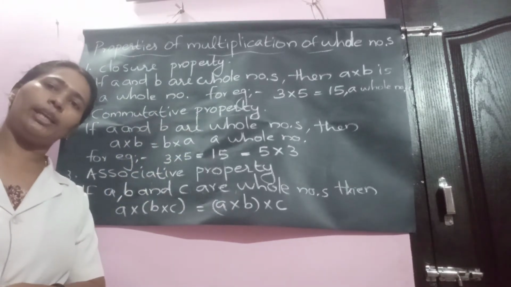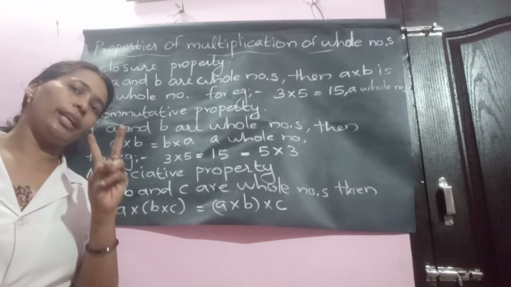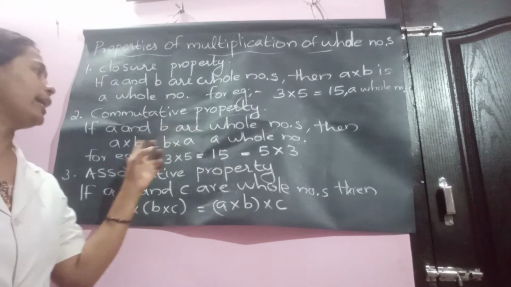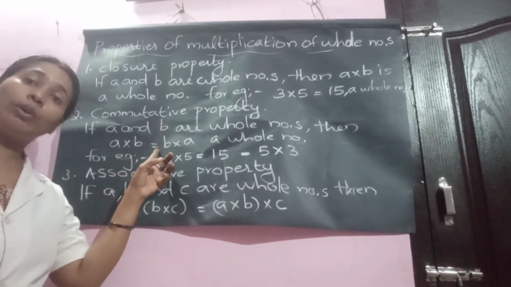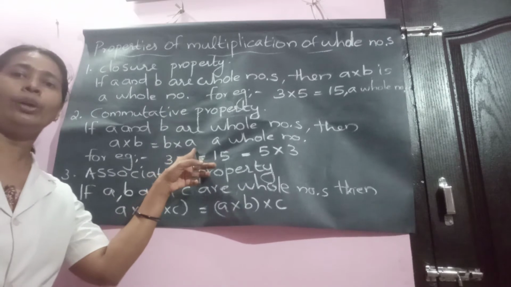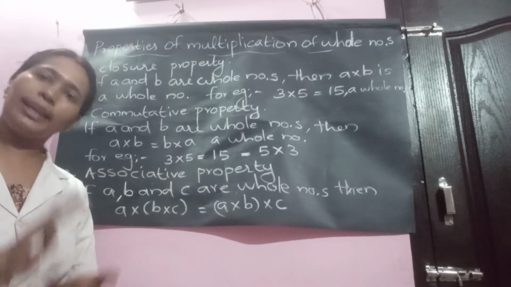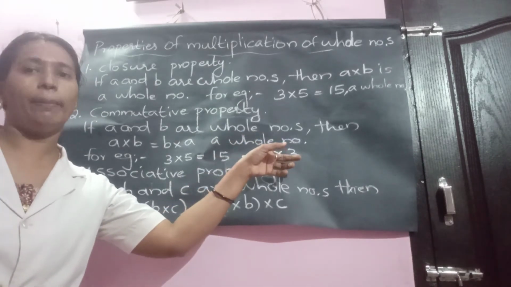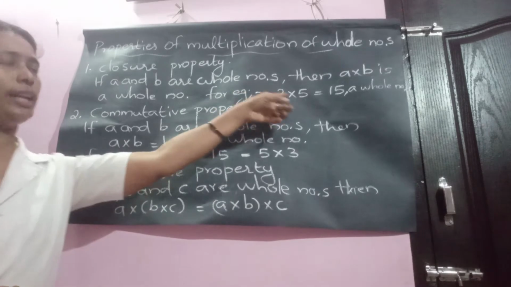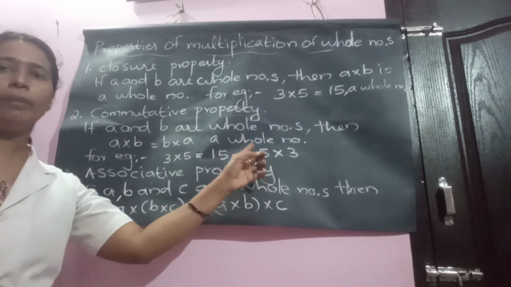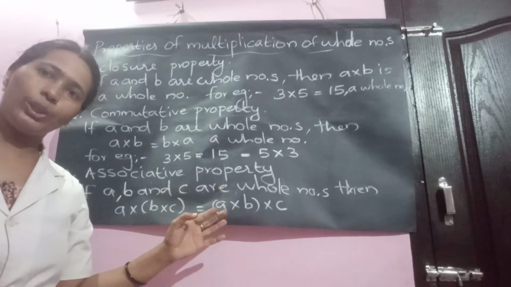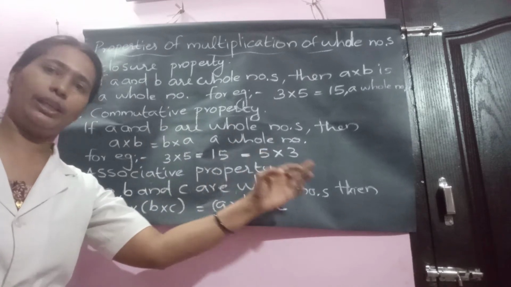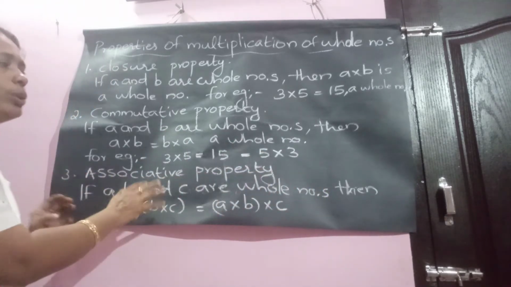What is commutative property? There are two numbers. Commutative property includes only two numbers. If A and B are whole numbers, then A into B is always equal to B into A. If you interchange the numbers, the product remains the same and it is also a whole number. For example, 3 into 5 is 15, we already studied. In reverse order, 5 into 3 also gives 15. So, multiplication of whole numbers is commutative, isn't it? Next one, associative property.